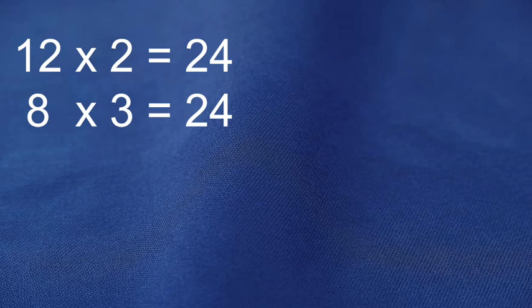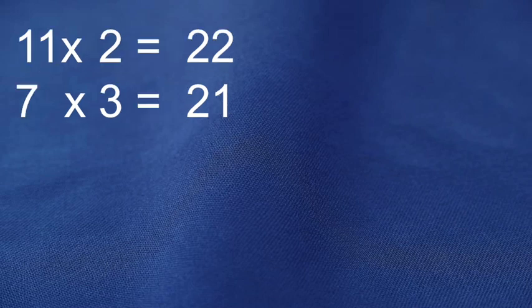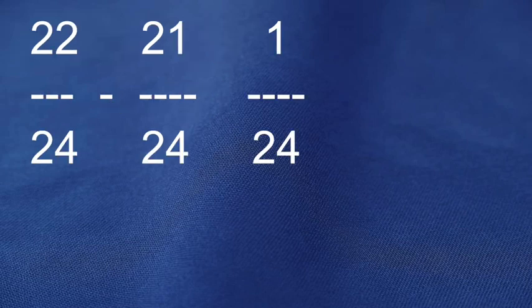So we need to times them by 2 and 3. So we also need to times 11 times 2 equals 22 and 7 times 3 equals 21. So you come up with this. 22/24ths and 21/24ths. So you minus them and then you get 1/24. 1/24 is the answer.